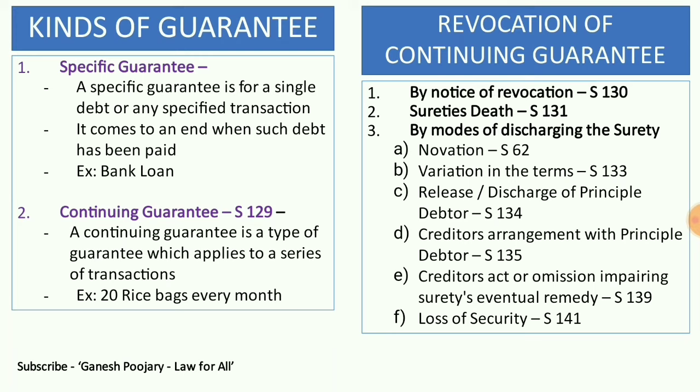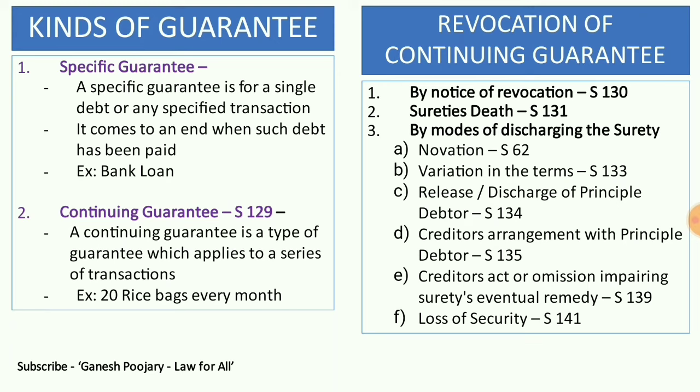The first section that we are discussing is section 130, which discusses about by notice of revocation. Surety can give a notice, with that the continuing guarantee can come to an end. The second one is if the surety himself dies. As per section number 131, the continuing guarantee comes to an end. The third category has many sections, which is all about by modes of discharging the surety. The surety can be discharged, with that the continuing guarantee can also come to an end.